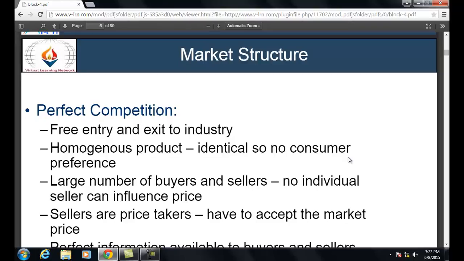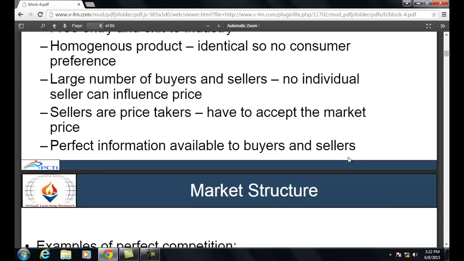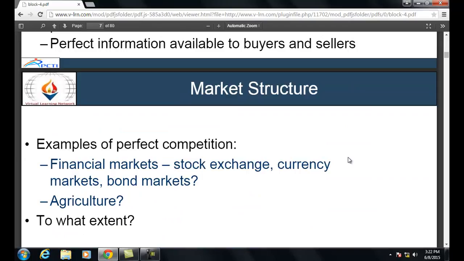Then there is a large number of buyers and sellers available, so no individual seller can influence the price or commodity of the firm. Sellers are price takers, they have to accept the market price, and the market is the price maker. Then perfect information is available to the buyer and seller. Examples of perfect competition are the financial market, stock exchange, currency market, bond market and agriculture.